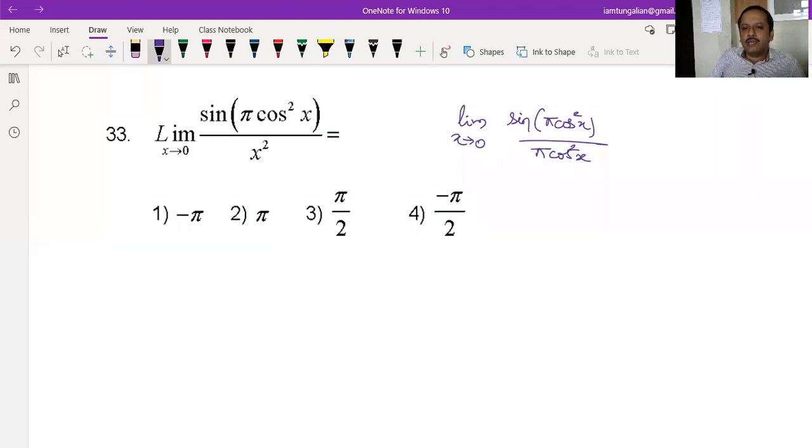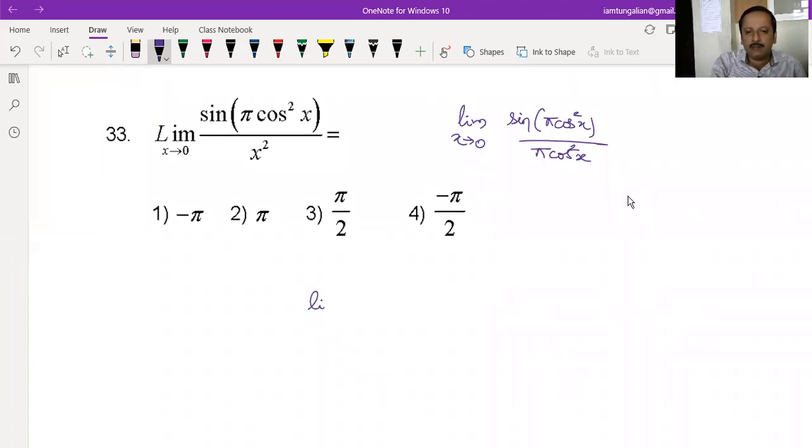Sin of pi cos square x by pi cos square x is there. Here, this is not equal to 1. Why not equal to 1? Okay, I'll come to this question afterwards. So now just observe this problem. Here, this is not equal to 1.